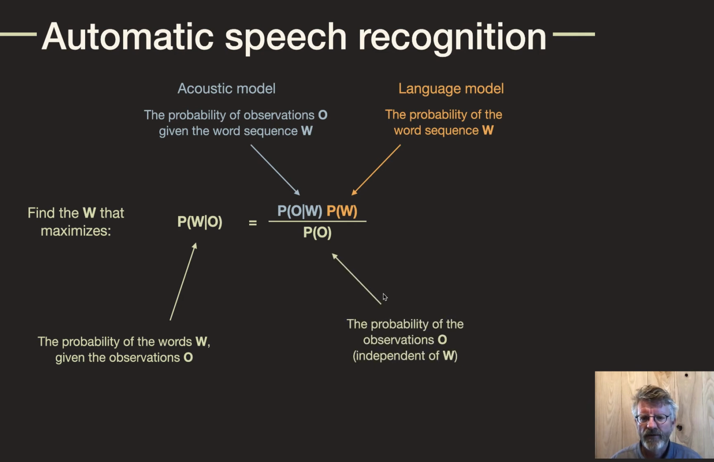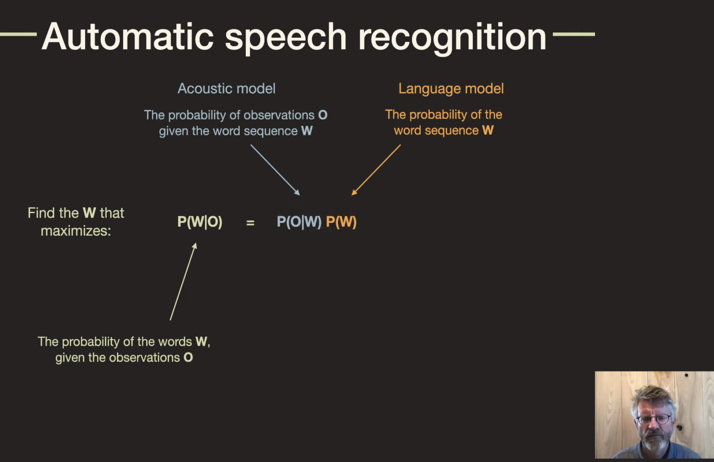And this one here is the probability of the observation in the first place, but this is independent of whatever word sequence you choose. So because this is independent, we don't need it to find the maximum. And that's the reason why we typically leave it out. So that leaves us with this equation. So the thing that we are now maximizing is this, which is the probability of observations given a certain word sequence, multiplied by the probability of the word sequence. So we are going to maximize this.